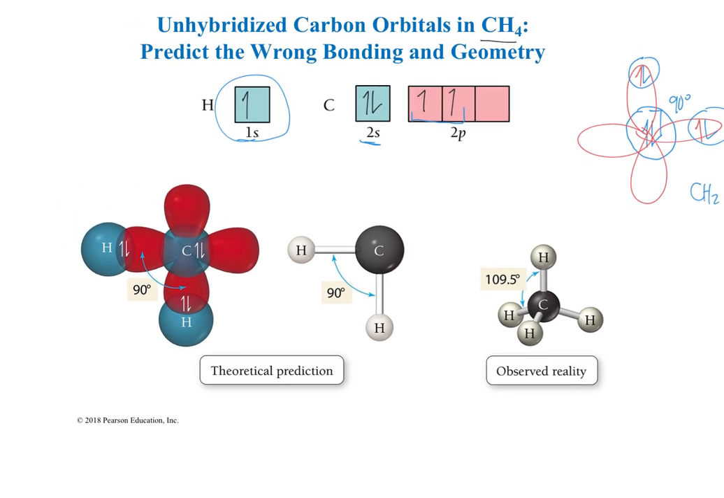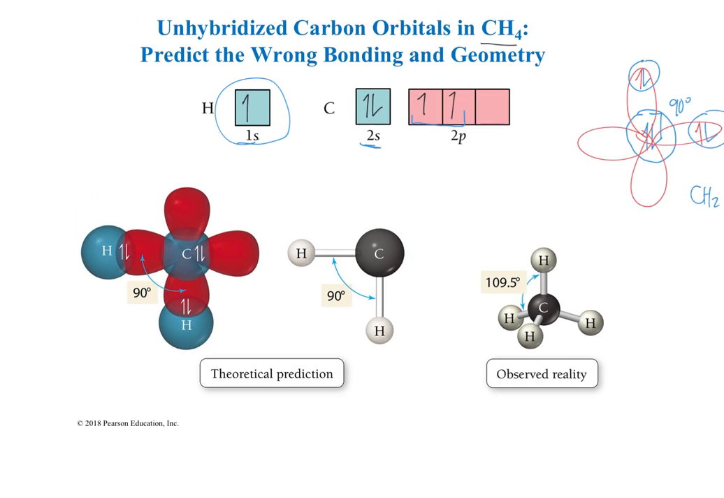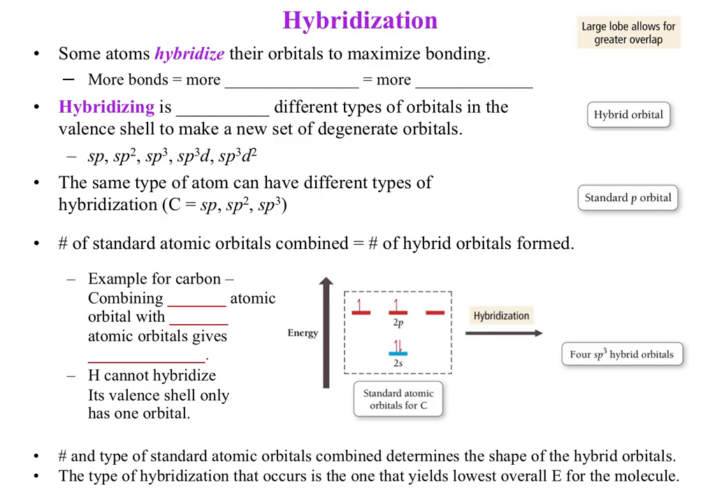So let's figure out how we can adjust our quantum mechanics to get what we see. Some atoms, especially when they are central atoms, are going to hybridize, and that's going to help maximize bonding. When we maximize bonding, we're getting more full orbitals, right? Electrons filling them up, which means it's more stable, which I would also say means lower energy.